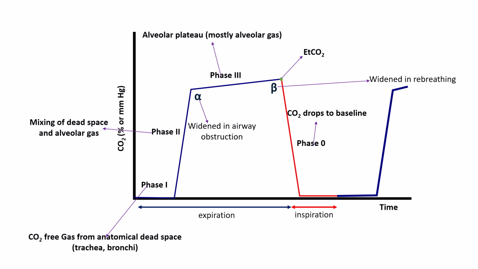The presence of phase 4 on the capnogram suggests uneven emptying of the lungs, typically due to asymmetrical airway resistance. This may result from a unilateral bronchospasm or partial obstruction in either the left or right bronchial tree.